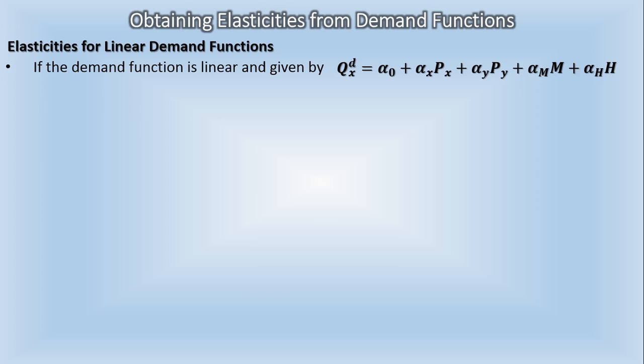And of course, the sign of that will tell us whether the goods are substitutes or complements, right? So if the price goes up and quantity demanded goes up, that means they're substitutes. If the price goes up and quantity demanded goes down, that means they're complements.